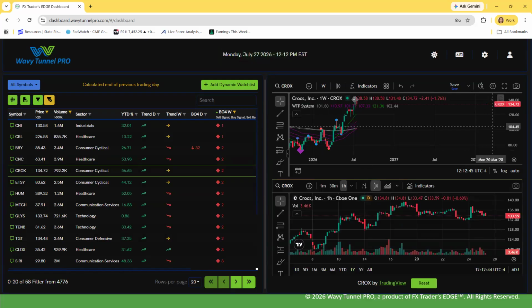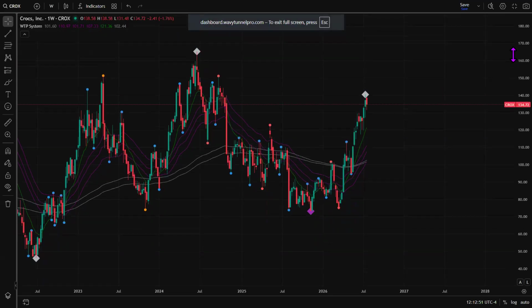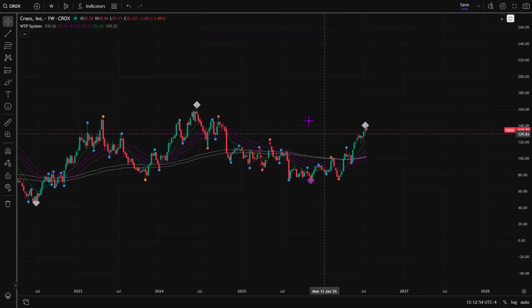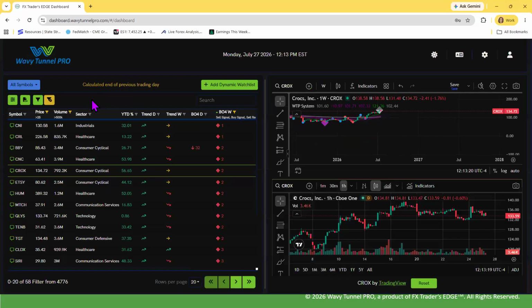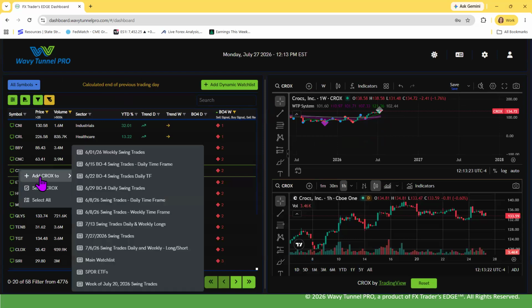This is Crocs, consumer cyclical. Okay, I can see already that I'm not interested in this. Why aren't I interested? The wave is crossing the tunnel. That's why I'm not interested. We could have a bounce down into the wave from this level. We could. I'll put it on the watch list for the bounce, but for me, it's not a sell. It's more of a bounce for a buy.